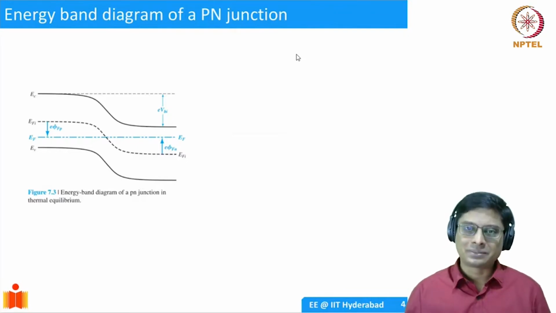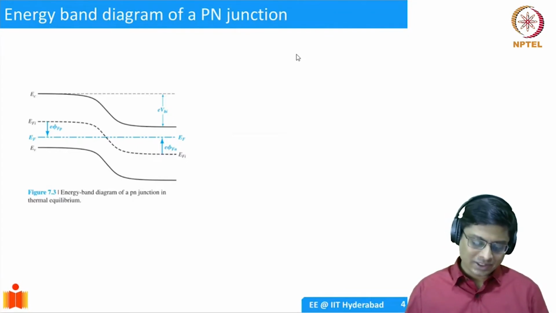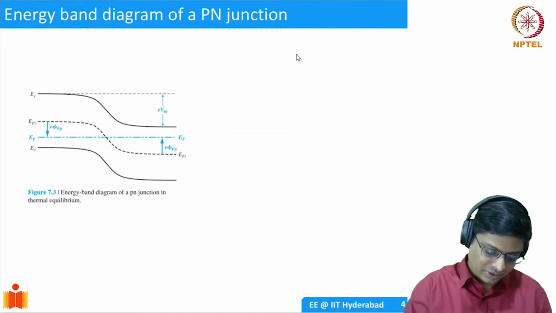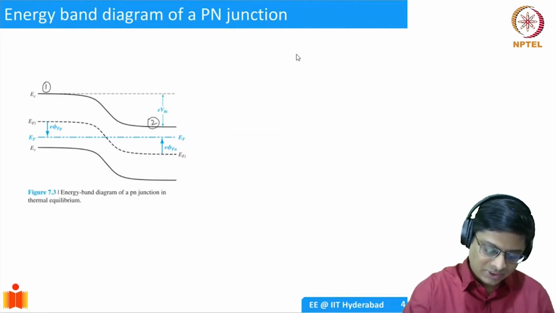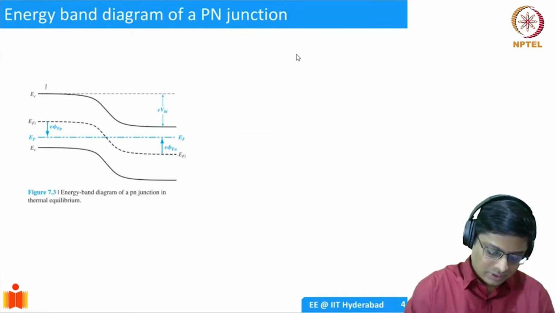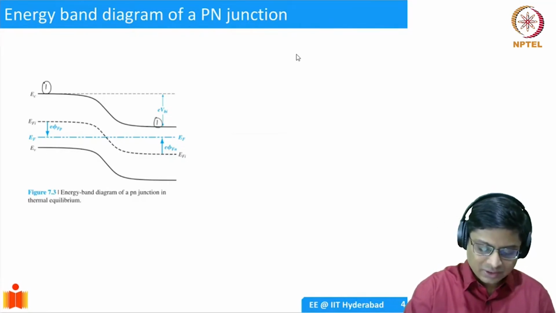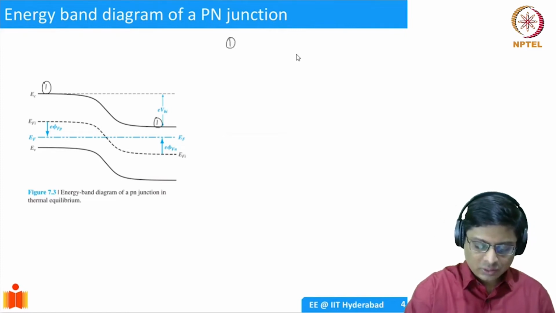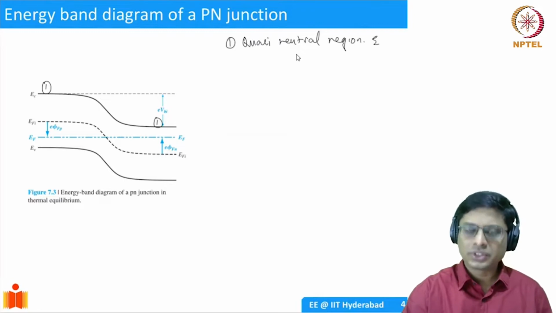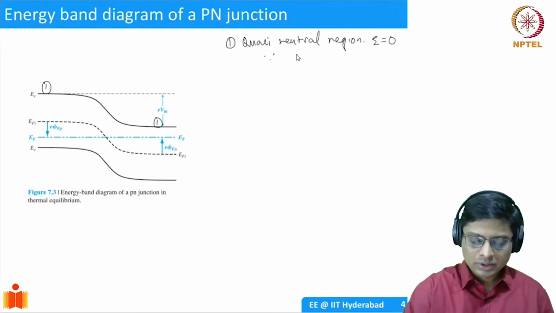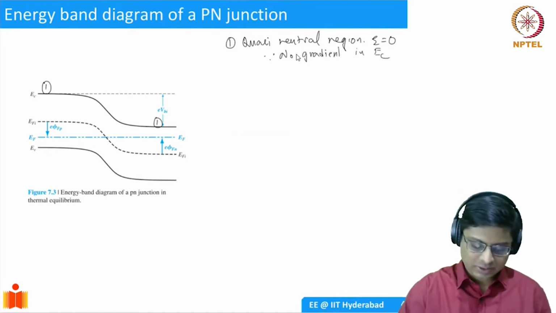So what can we learn from the band diagram? The things we can learn is, of course, if you look at regions, let's say 1 and 2. So basically, let me call it 1, region 1 here. So 1 is a quasi-neutral region. In this region, E is equal to 0 because there is no gradient, right? Because no gradient in EC or EV or Ei, right?